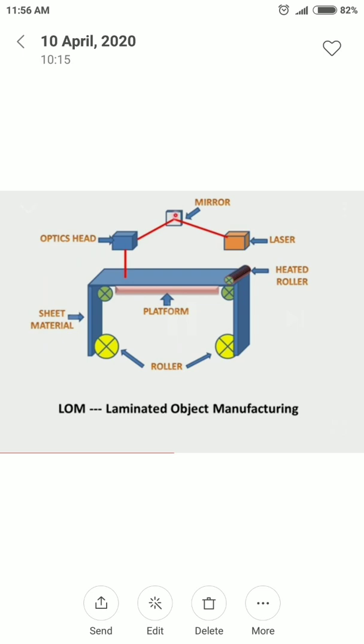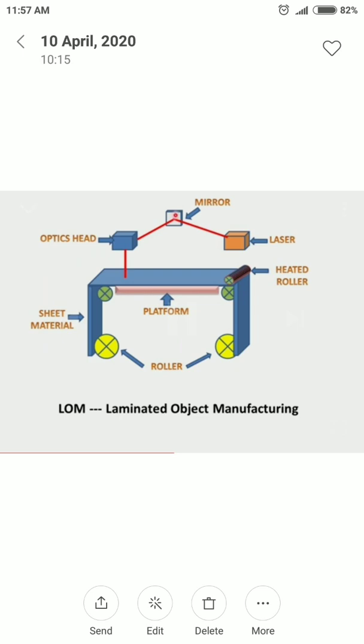Nothing much in it. Two rollers are there, the yellow-colored ones are the main rollers, and two green rollers are the supportive rollers. Above the rollers we deposit the sheet material. Whichever material you want, you use that, in the form of a sheet, and it moves from one end to the other with the help of the rollers. At the other end of the sheet we keep the heated roller. The heated roller is used for the main lamination purpose. That is also very important.